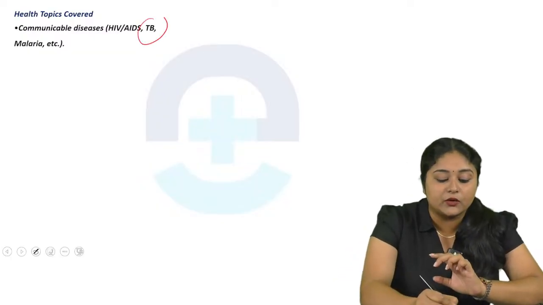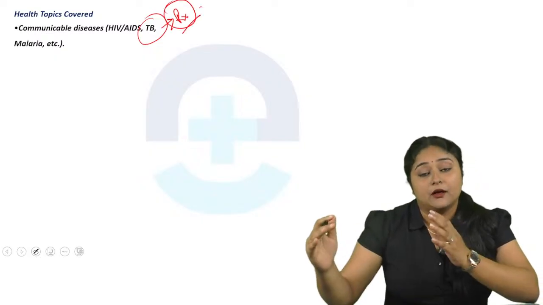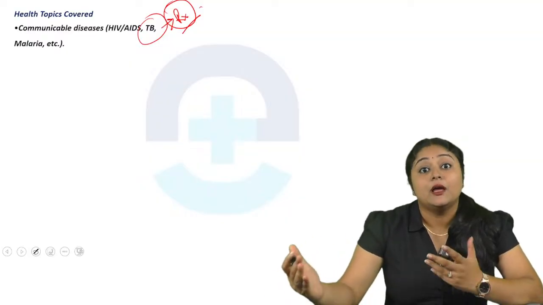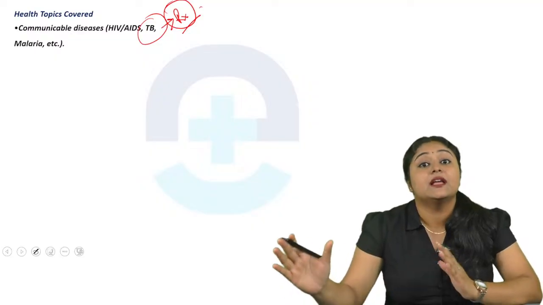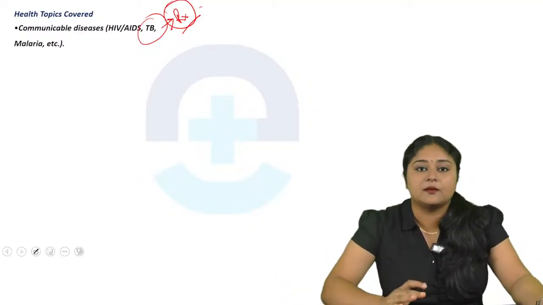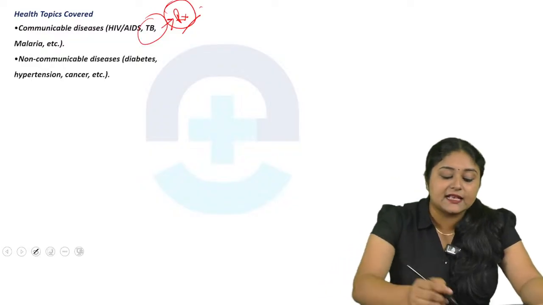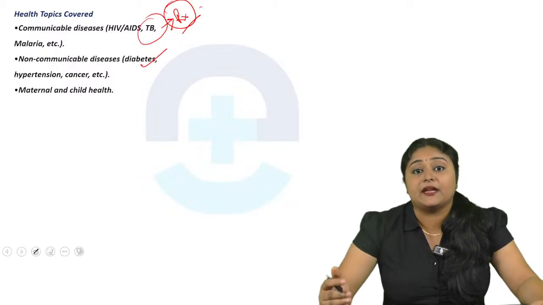Mainly for tuberculosis, we have to focus on the treatment. Like first line drug, second line drug, everything we have to disclose to the patient. So what will happen? They can understand, and based on that they will continue their treatment. Next is malaria. Okay. Now come to non-communicable disease, for example diabetes, hypertension, cancer, etc. So next is maternal and child health.